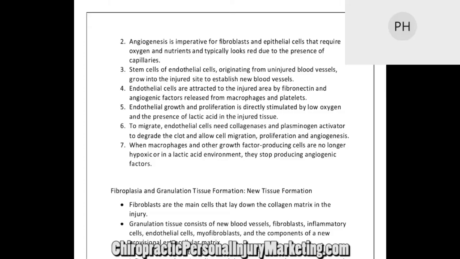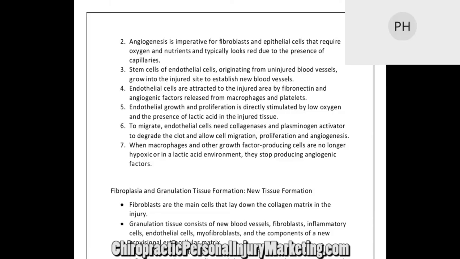Endothelial cells are attracted to the injured area by fibronectin and angiogenic factors released from the macrophages and platelets. Endothelial growth and proliferation is directly stimulated by low oxygen and the presence of lactic acid. We know that lactic acid is released also, so it's a stimulatory effect of angiogenesis. To migrate, endothelial cells need collagenases and plasminogen activator to degrade the clot and allow cell migration, proliferation, and angiogenesis.